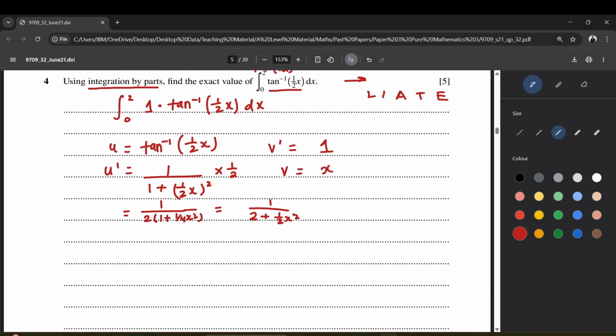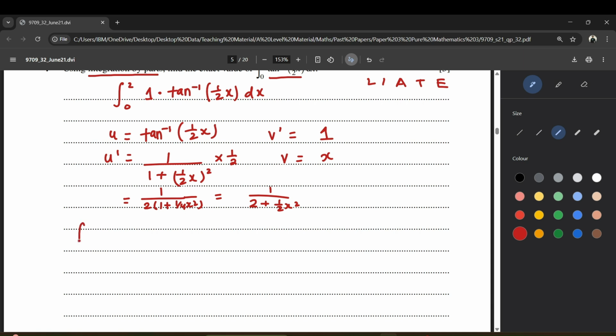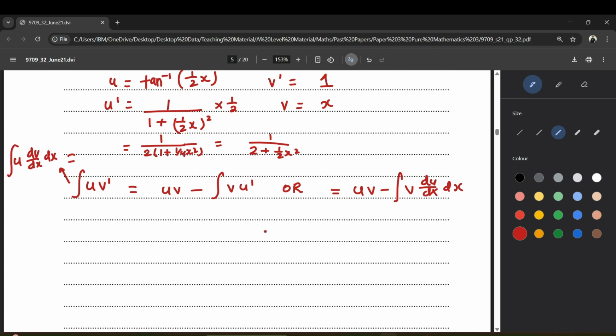All right, so the formula for integration by parts is the integral of u v dash equals, so this is the question, right? So this was your u and this is your v dash. So that is equal to uv minus the integral of v u dash. Some of you might know this in this manner: uv minus the integral of v du dx, and this part can be written as u dv dx times dx, and the integral of this. So there are two notations. You can use any notation for your convenience.